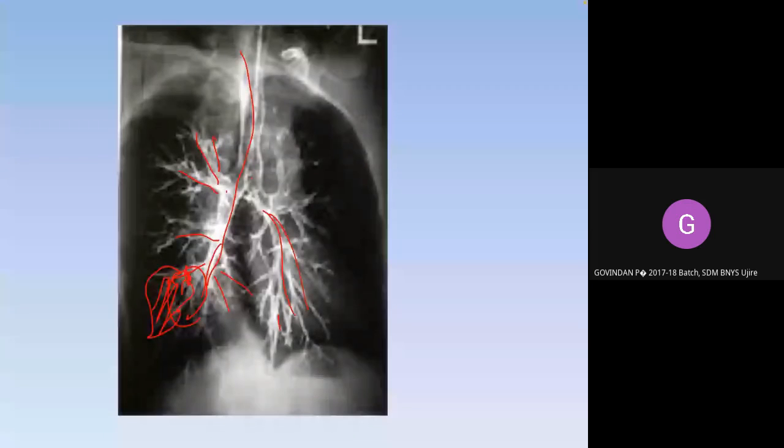There is something called air bronchograms. These are seen in some common diseases. Okay, air bronchogram, here the contrast material is air itself, but there is a blockage for the normal path of air.